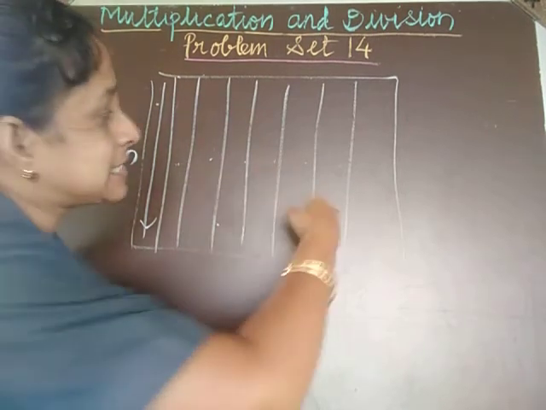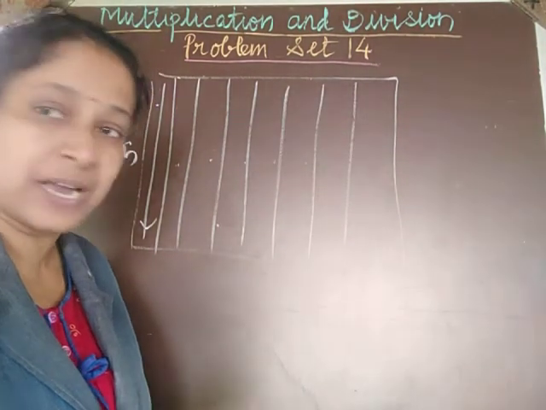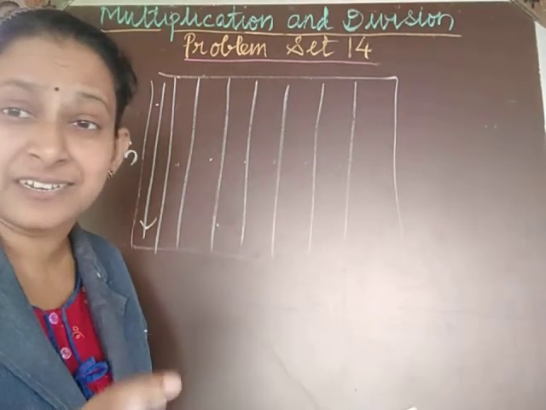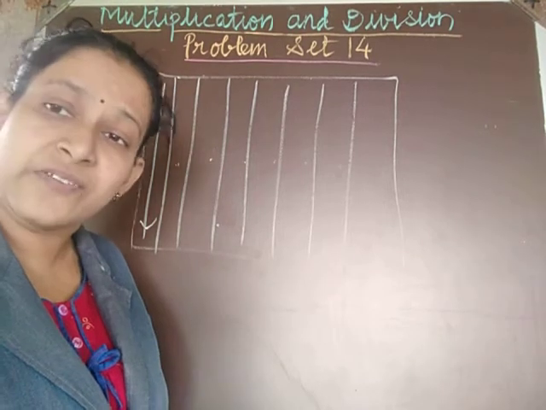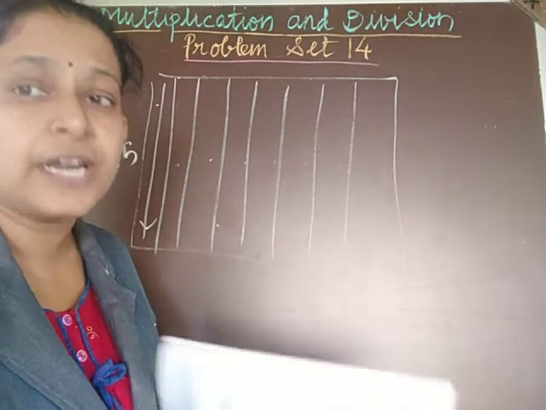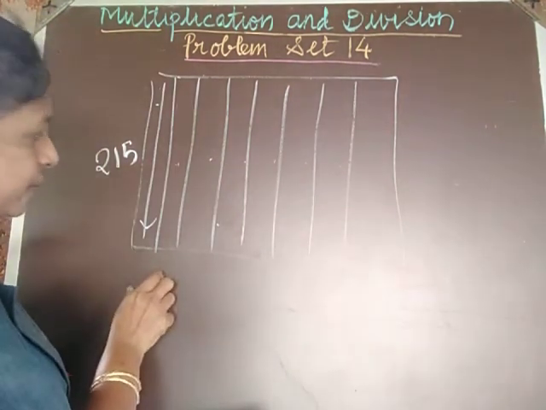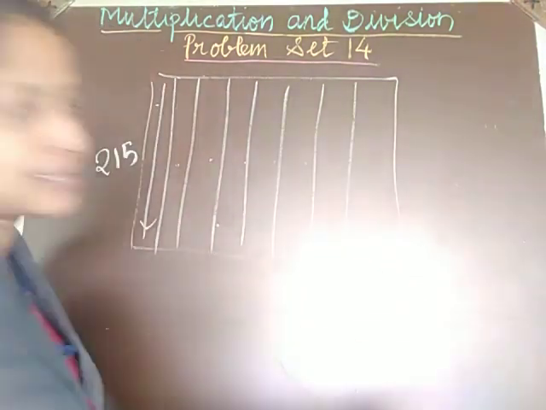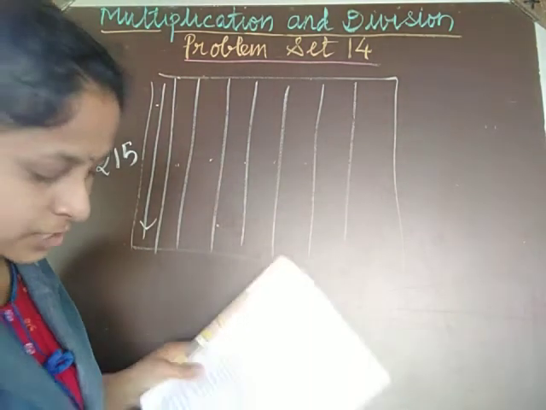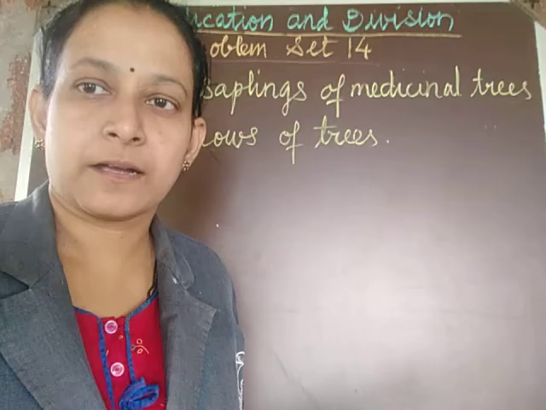215 saplings are planted. So again, we cannot add 215 plus 215 plus 215, 132 times. What do you have to do when we cannot add such a big number? We have to go for multiplication. So we have to multiply 215 by 132 rows. Okay, students, let's write the data and then we will multiply. Is that clear? So let's begin.